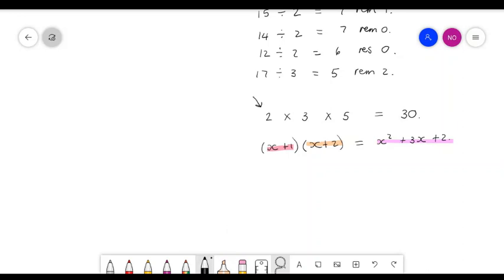Stem julle saam dat 2 maal 3 maal 5 is 30? Wat beteken 2 en 3 en 5 is almal faktore van 30. Okay, nou gaan net en vervang daai 2 en 3 en 5 met hakies. If we have something multiplied by something and it gives you an answer, then it means all of those somethings has to be factors of your answer.